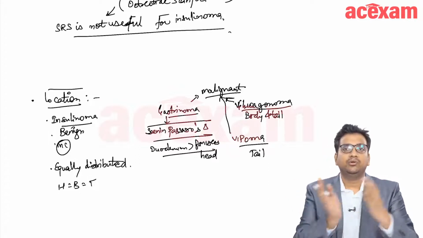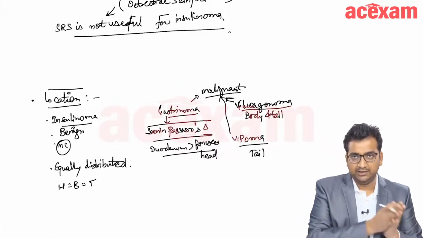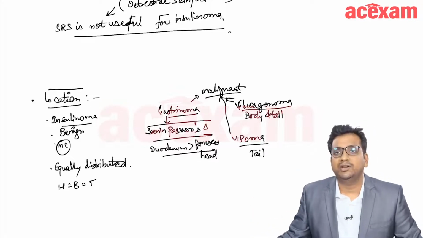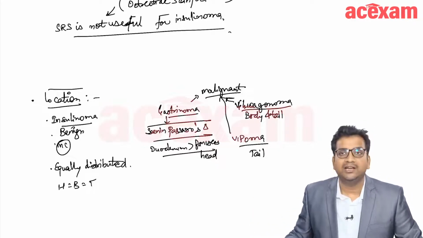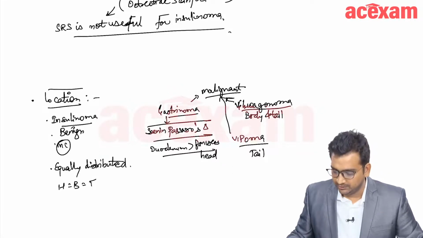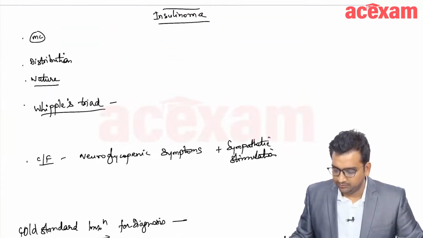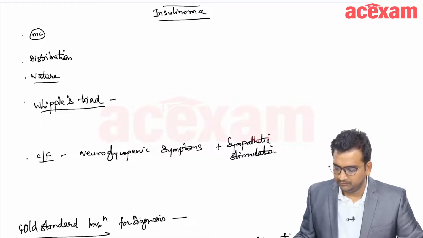Insulinoma and gastrinoma are more on the head and duodenum side, while the other two are mainly on the body and tail side. This is how I have remembered the location of the tumors. Now, I'll first discuss insulinomas. These are the basic headings of insulinoma.